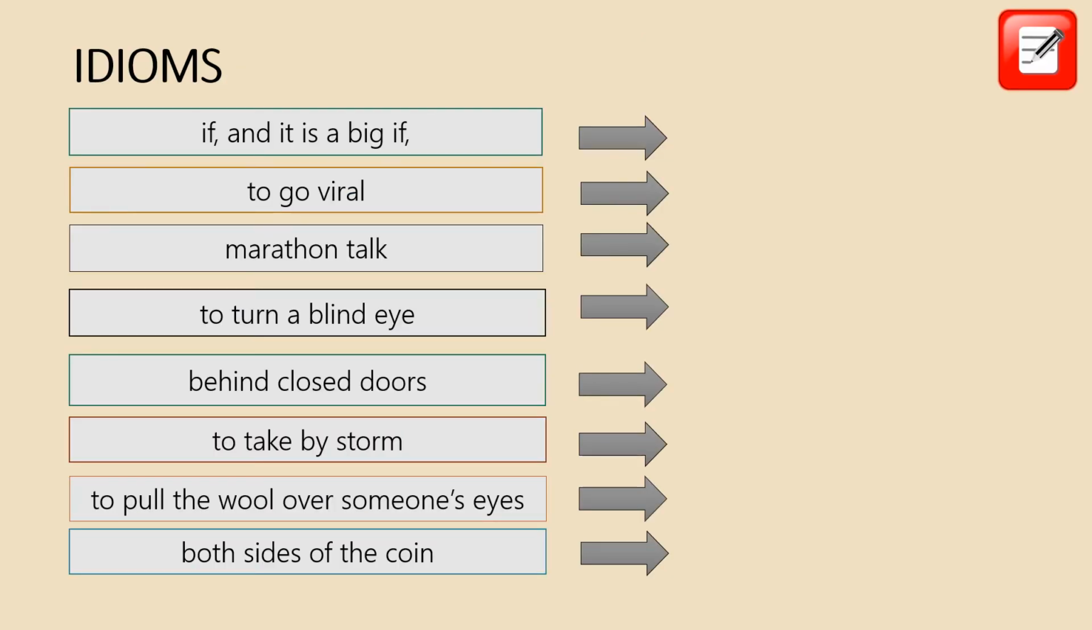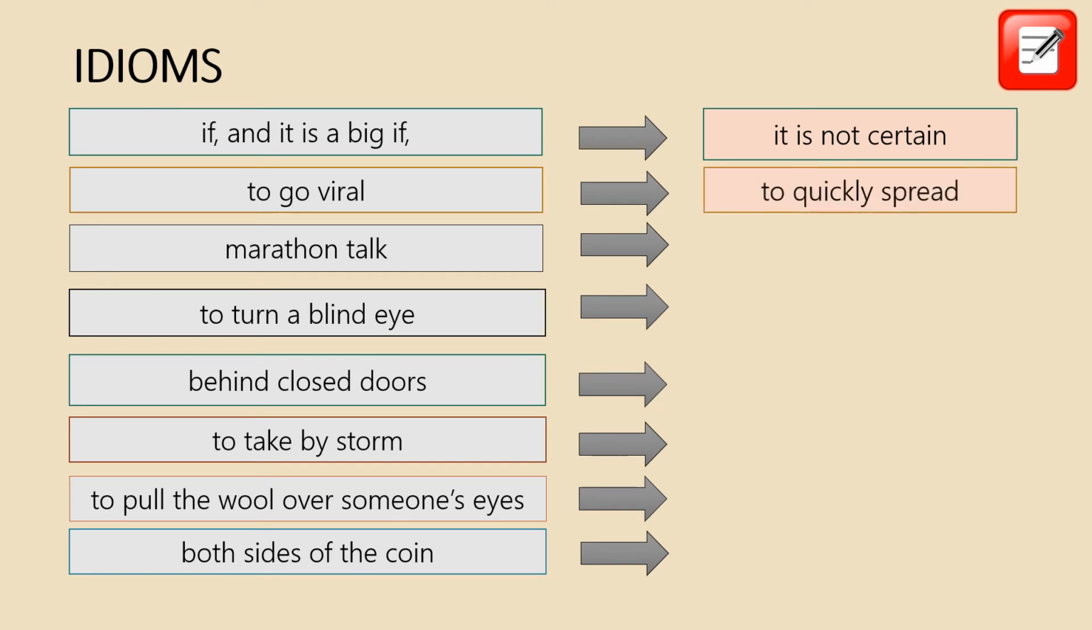Before you listen to what he has to say, let's check a few idioms that you will be able to hear in his speech. These idioms you should copy in your notebook and learn. If, and it is a big if, means it is not certain. To go viral means to quickly spread. Marathon talk means a very long talk.